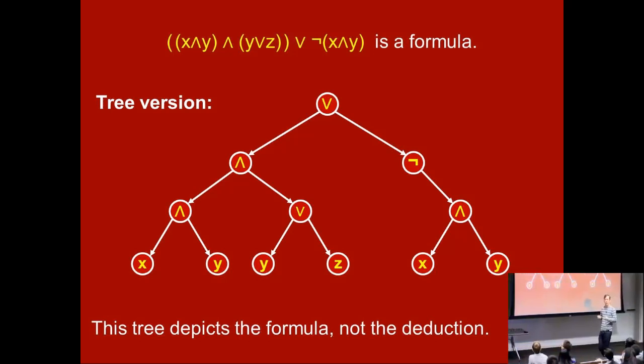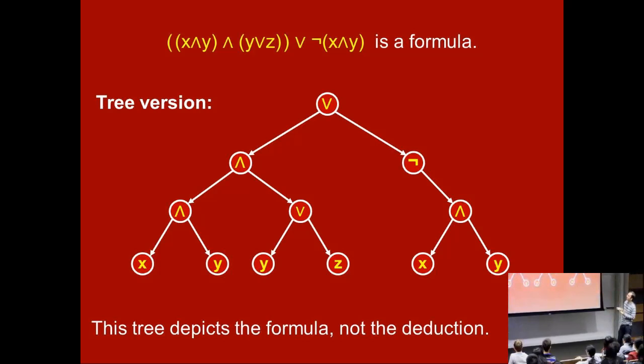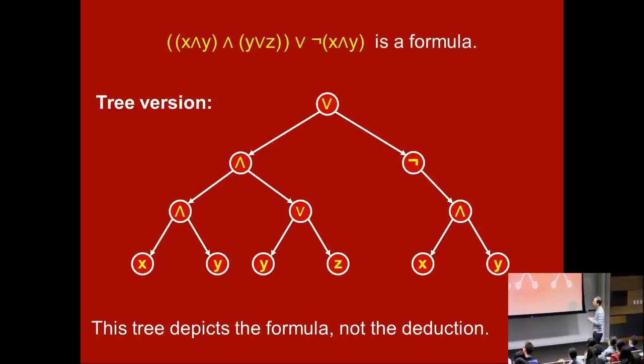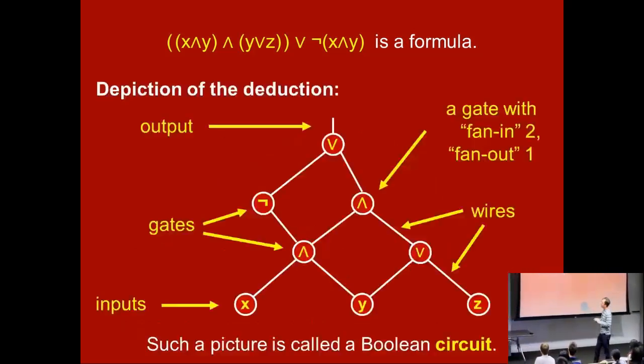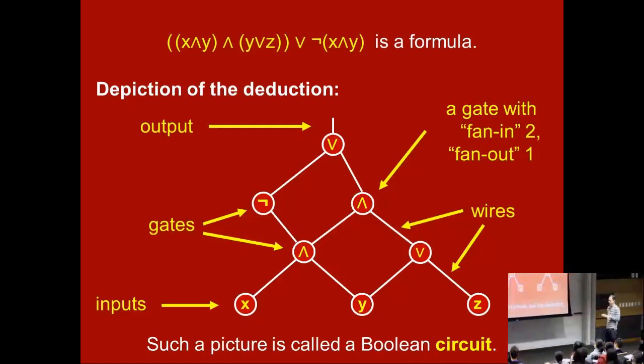There's also the tree version. I told you that every formula is also equivalent to a tree. Here's the tree for this one. Overall, it's a big OR. The left piece is a big AND. The right piece is a negation of x and y, etc. Now, if you look at this tree and this deduction, the tree represents the formula, that's true, but it doesn't really represent the deduction. I would not say this tree is a picture of the deduction we just did.